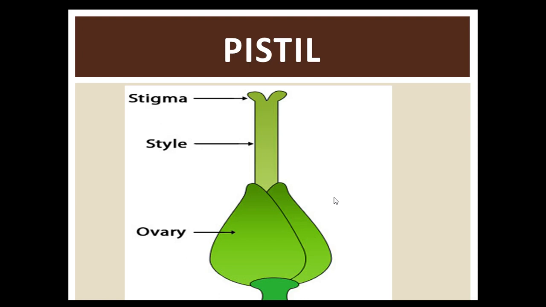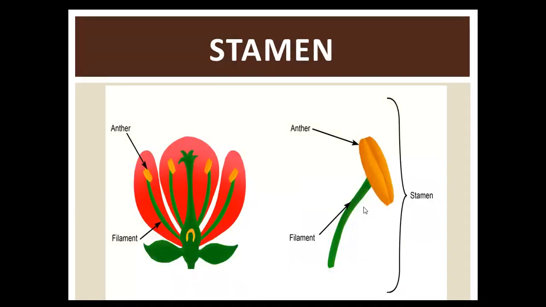Now let us see the structure of stamen. This is the structure of stamen. It consists of two parts. At the top, a bag-like structure is there which is known as anther, and at the bottom, a tube-like structure is there which is known as filament. The function of anther is to produce male reproductive cells which is known as pollen grains, and the function of filament is to provide support to the anther. So we have studied about both the parts, anther and filament.